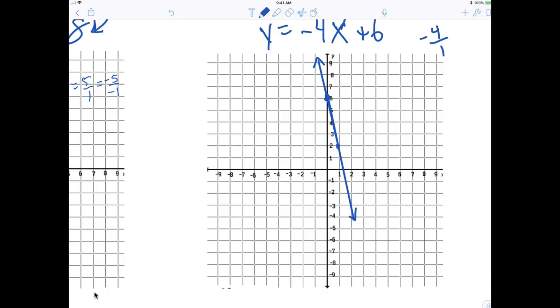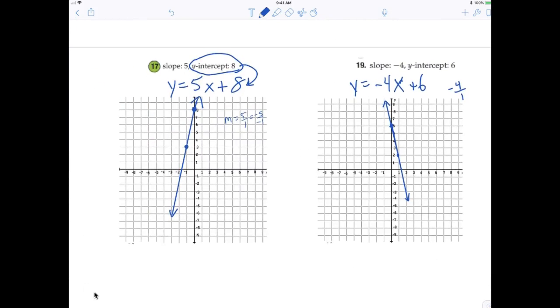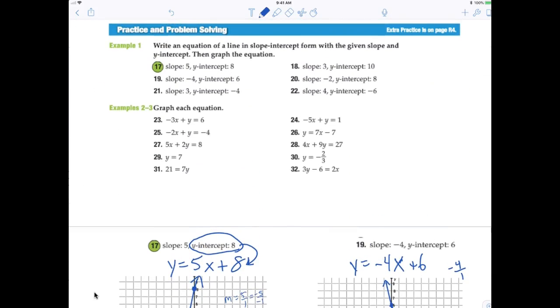All righty, anybody? Any problems? All right, here we go. Let's have some more fun. So we're on 21.